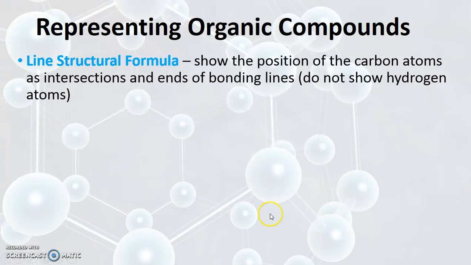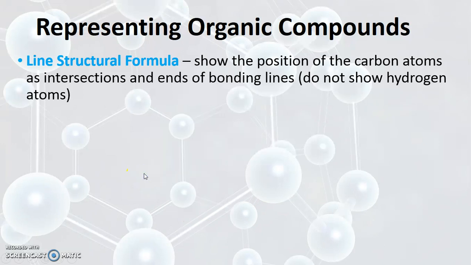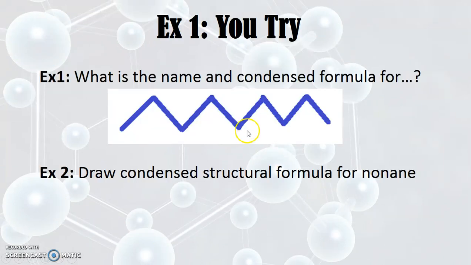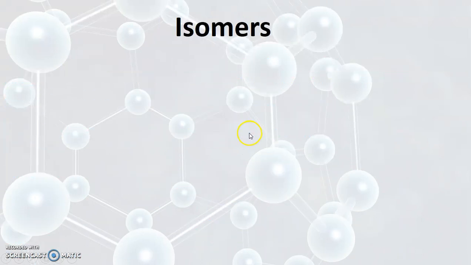Or we have the line structural formula, which actually doesn't show any carbons or any hydrogens. At the intersection, it just shows where the carbons occur. So this is the molecule for propane, so technically there's a carbon here, here, and here. And I think this is where we ended off on Friday.